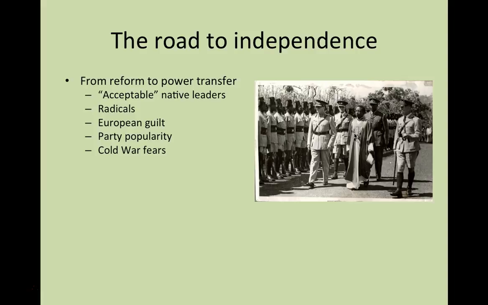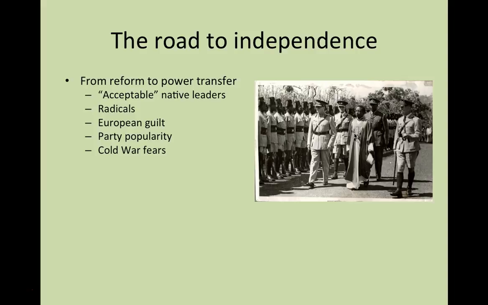There were, of course, as we've talked about, political parties that rose in most of these colonies. Some did under the tutelage of the colonial power and were seen as part of the acceptable structures of power. Others presented a challenge to those, and the ones that were led by radicals tend to become more popular than the party acceptable to the colonial authorities.